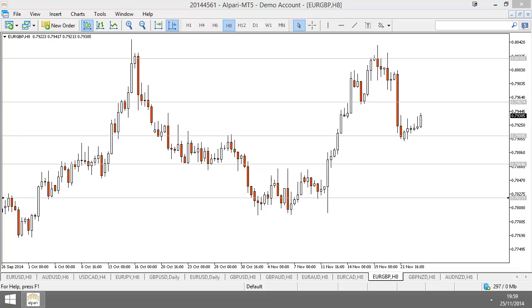That's a good question. Andy's asking, what if you have a bunch of support resistance areas right next to each other? Would you add them all? Yeah.